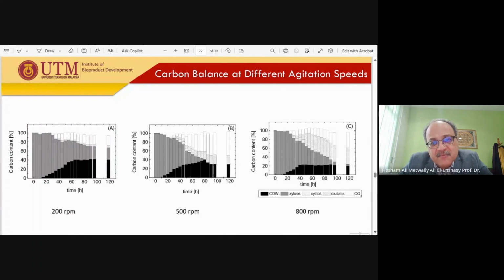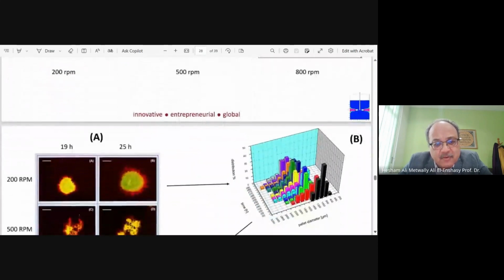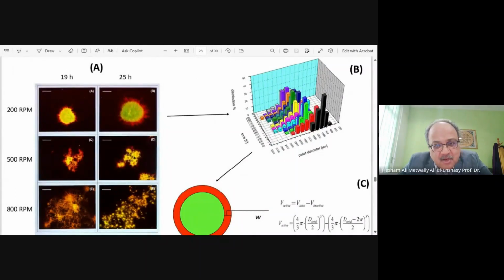Is this the most physiologically active cultivation? We've proven that through morphology, and we follow morphology using an image analysis system with acridine orange staining. Why acridine orange? Acridine orange staining can differentiate between DNA and RNA. Considering that RNA-rich means enzyme-rich, the DNA-rich is more dormant, not producing enzymes.